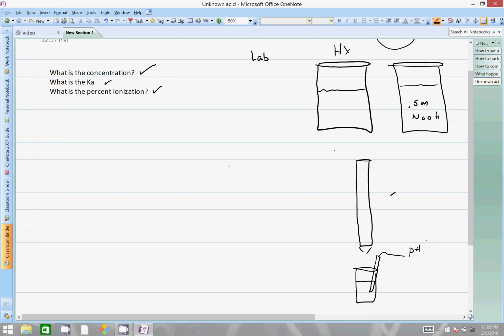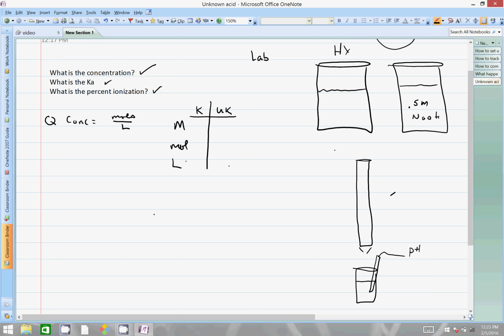So, a couple of things here. We want to be able to determine the concentration of the acid. Alright, so let's answer that question first. Concentration is equal to moles per liter. So right away, I like to use this table: known, unknown, molarity, moles, and liters.